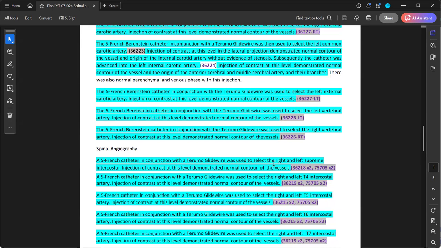We see that the catheter was placed in the left external carotid artery, contrast is injected. We have findings. So that also is going to be a 36227 on the left, just like it was for the right. Then we also see in the next paragraph, the catheter goes to the left vertebral artery. We have findings documented. And then we see that the catheter also goes into the right vertebral artery with findings documented. So code 36226 requires that the catheter is placed in the vertebral artery for vertebral artery imaging. And that is exactly what we have.